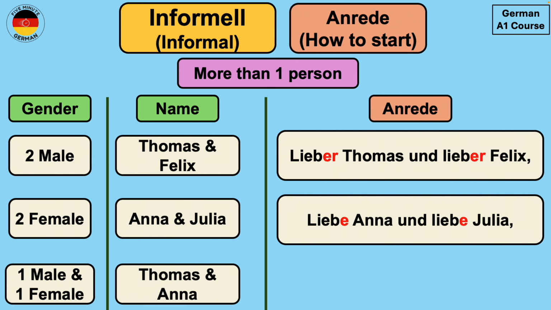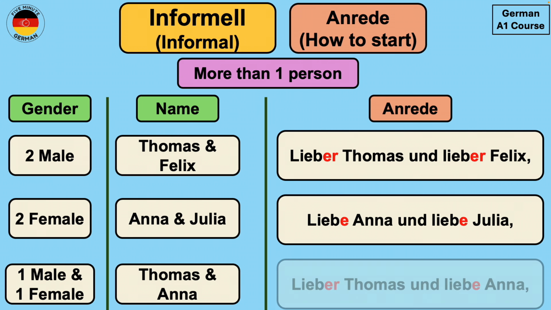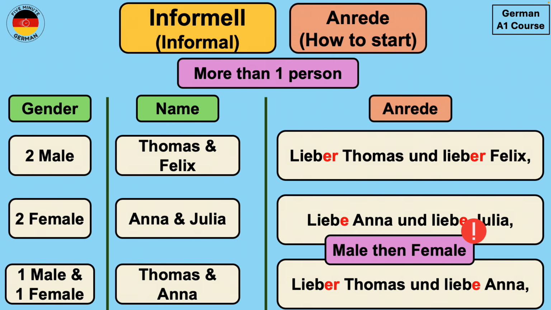If you are writing to one male and one female, for example, Thomas and Anna, then you will say Lieber Thomas und liebe Anna. And the letter l for the second person will be small. And this also follows the same sequence as we saw in the case of formal, that the male comes first and then the female name comes. So this is the Anrede, or how you start an informal letter or email.